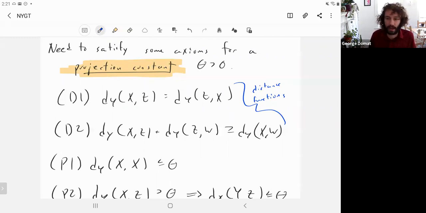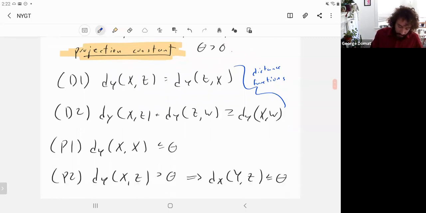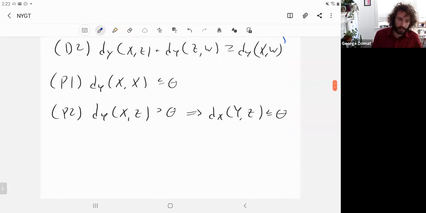You know, these aren't strictly metrics, right? dy of x to x is not necessarily 0, but it has to be bounded. Right, just data. Okay, the next two are the more interesting ones. So this one, what does this say? This says that if you have a large projection, so if you stand on y and you see a large distance between x and z, well, then if you fly over to x, you see a small distance between y and z.